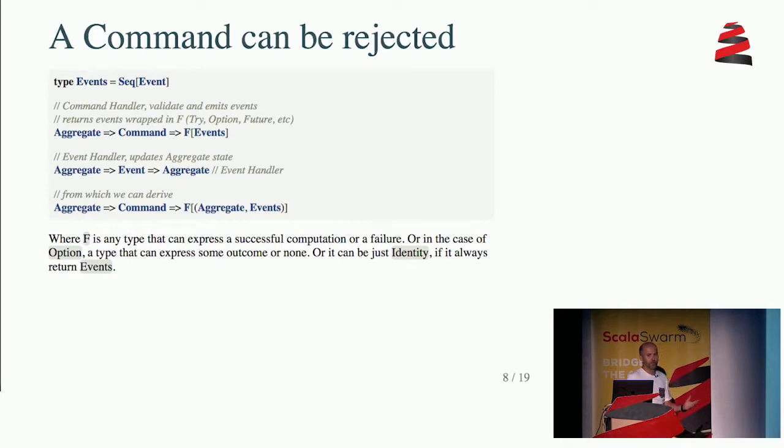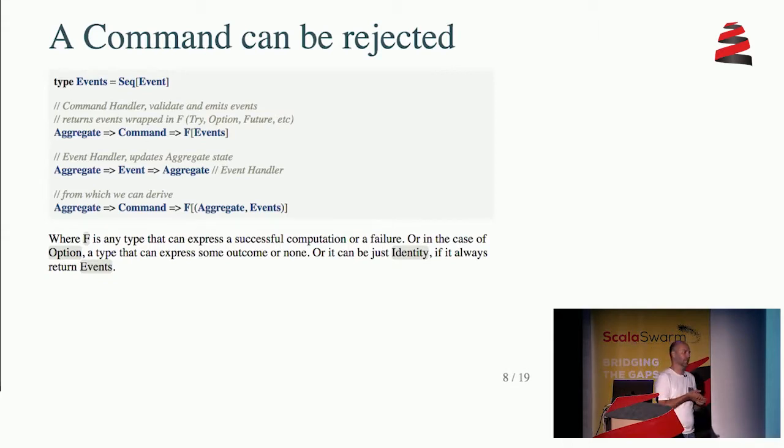I said that the F can be something that you have many options there. So you need something that has only one hole, okay? So it can be a future, a try. It can be an option. In that case, you are emitting no non-events.